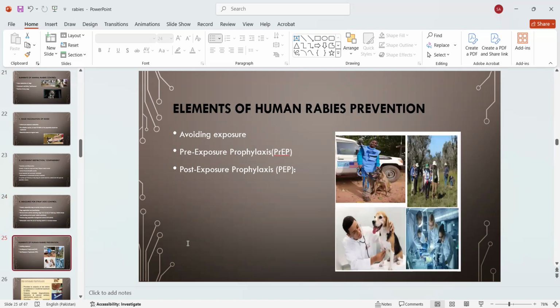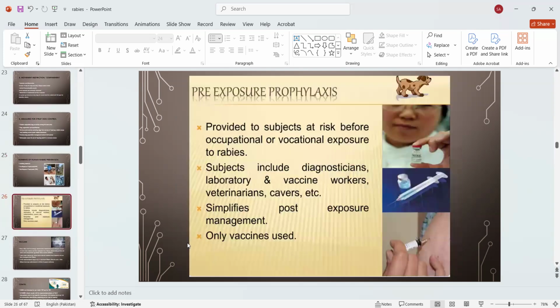Second is the human rabies prevention. Its elements include avoiding exposure, pre-exposure prophylaxis, post-exposure prophylaxis. Pre-exposure prophylaxis is provided to subjects at risk before occupational or vocational exposure to rabies. Subjects include diagnosticians, laboratory and vaccine workers, veterinarians, carers, etc. It simplifies post-exposure management. Only vaccines are used.